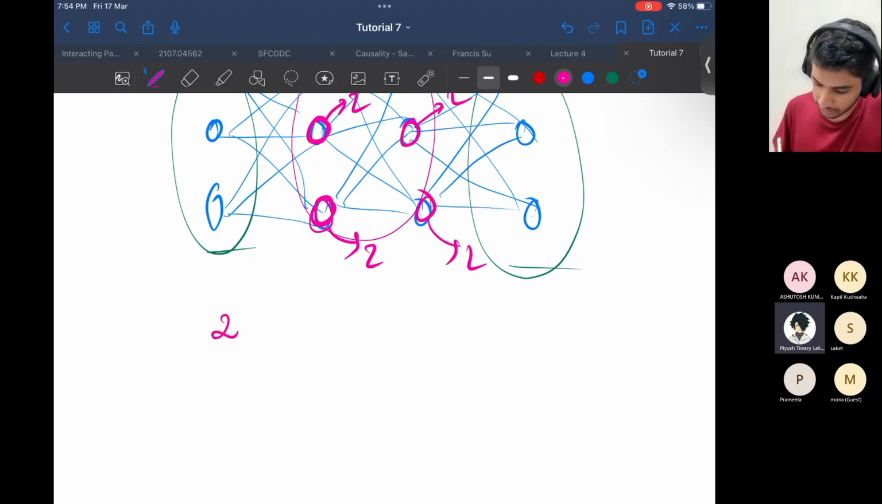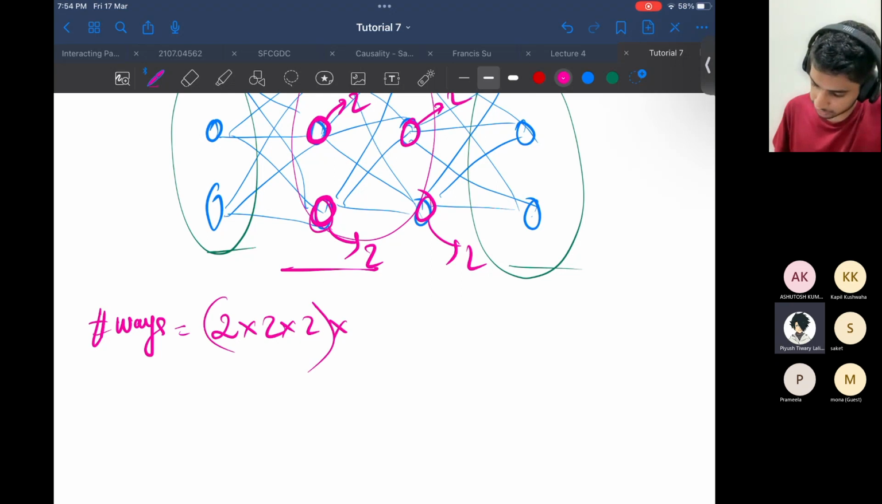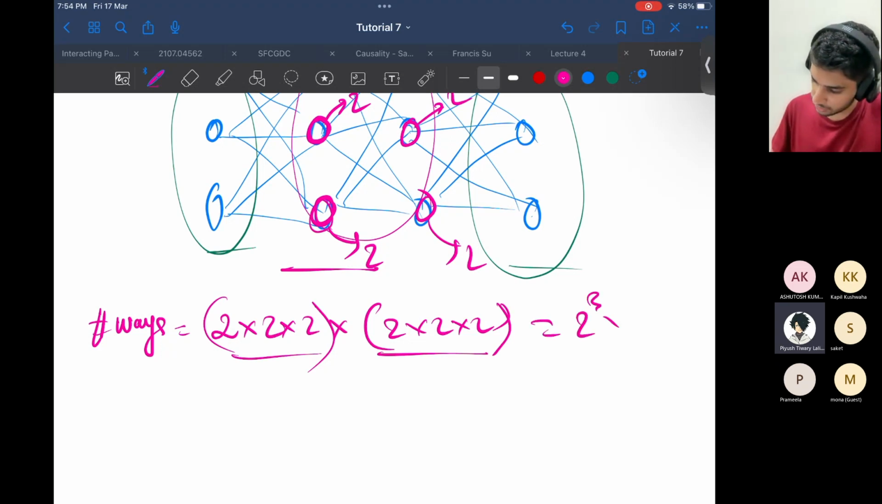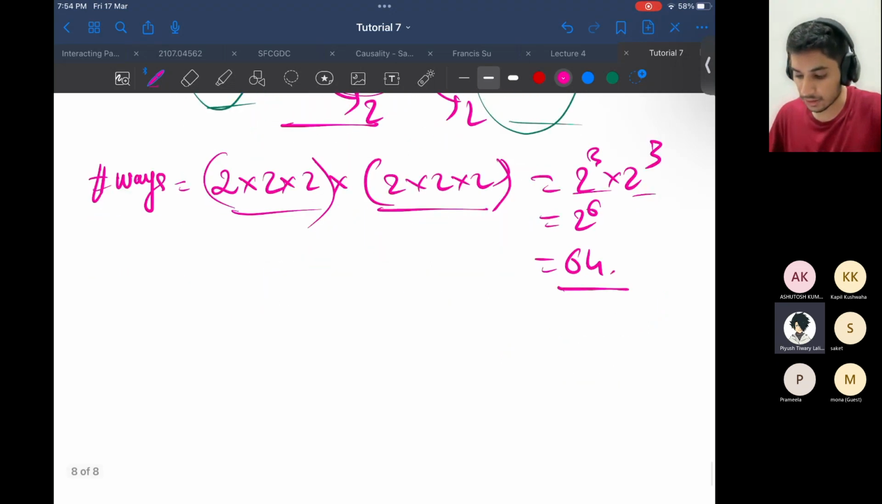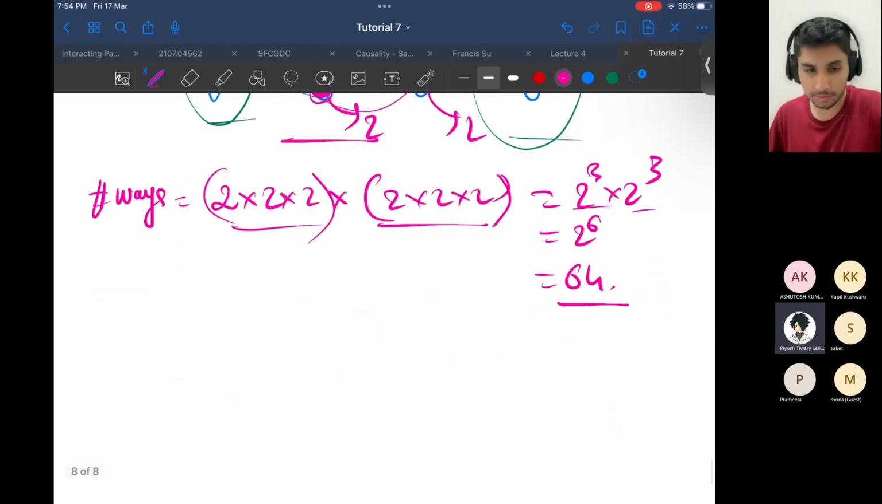The total number of ways would be 2 times 2 times 2 for the first hidden layer, times 2 times 2 times 2 for the second layer. So this is 2 cubed into 2 cubed, 2 raised to 6. 8 times 8 is 64. So the answer should be 64. If you have any doubt, you can ask. If not, we will move forward.